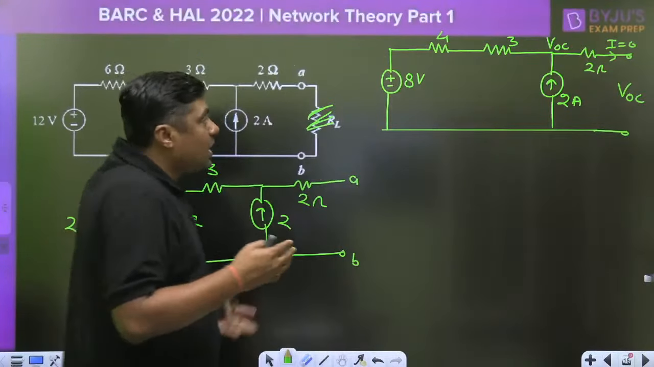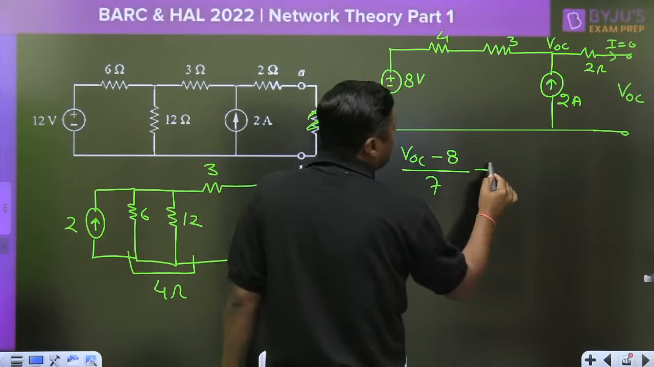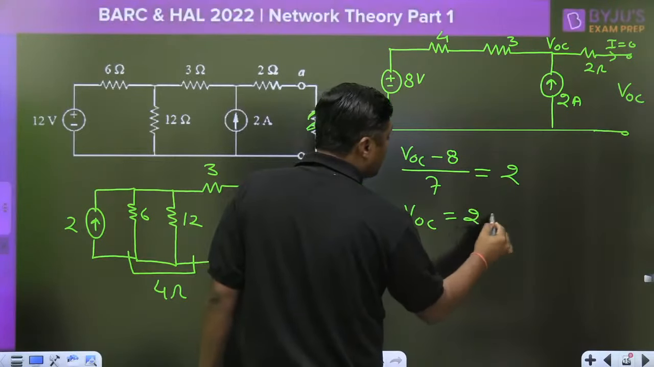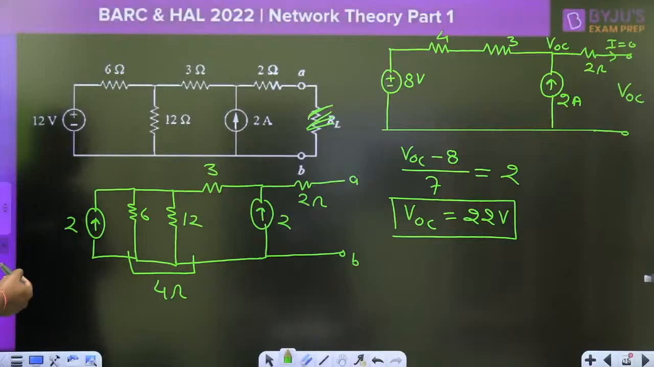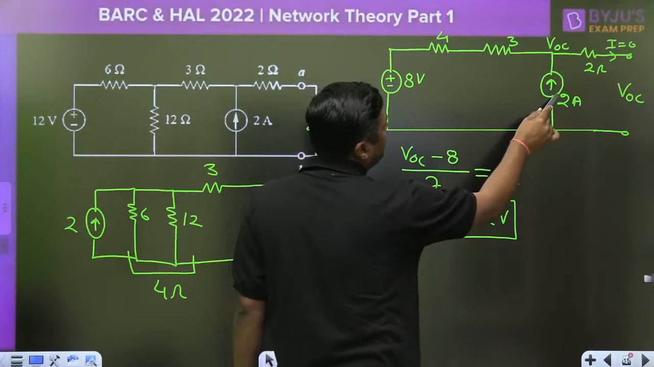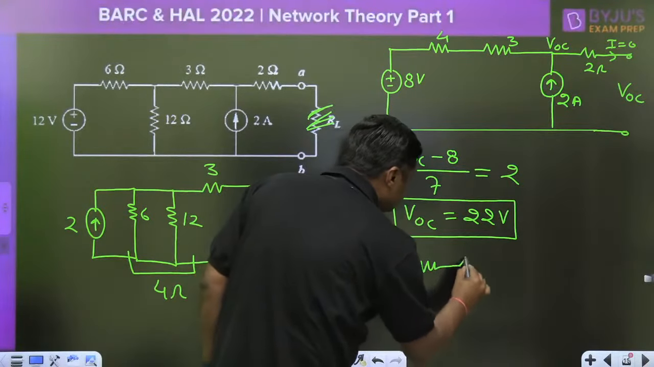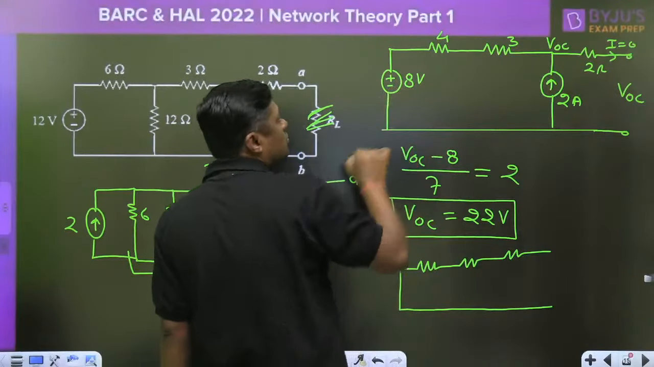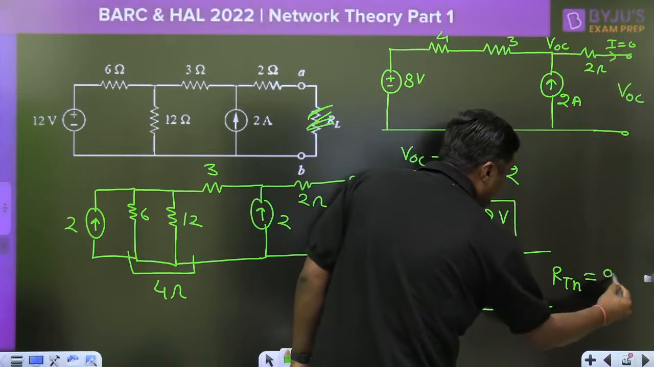Yes. So apply at VOC: VOC minus 8 divided by 7 is equal to the incoming current, 2 ampere. Because there is no current, VOC will become 14 plus 8, 22 volt. Once you get the VOC, what is the RTH? RTH is very, very easy. Here this 8 volt will act as short circuit, 2 ampere will act as open circuit, 4 plus 3, 7 plus 2, 9. The current source acts as open circuit, the voltage source acts as short circuit. RTH is equal to 9 ohm.